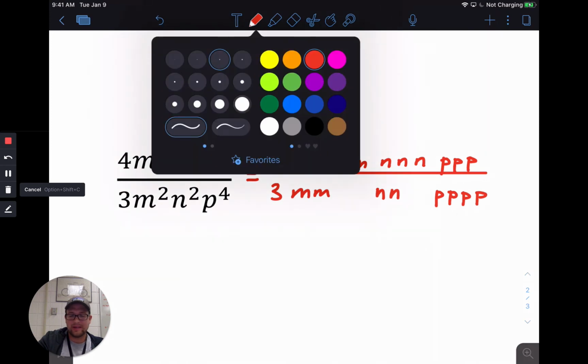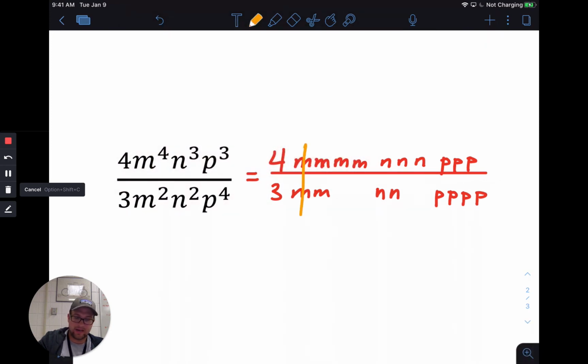From there, we can cancel anything that's the same on the top and on the bottom. So we can cancel an m and an m, and we can do the same right there. We can cancel an n and another n, and then we can actually cancel 3 p's.